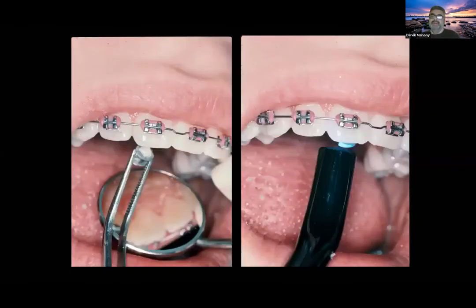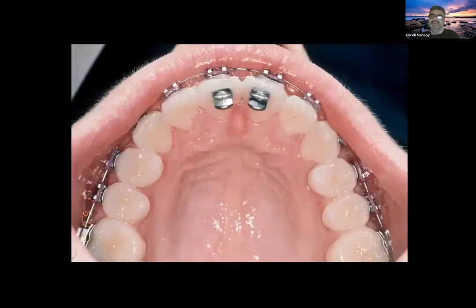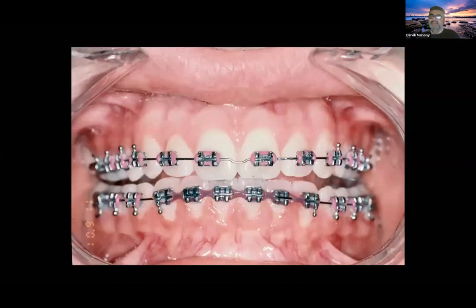You can see here the turbo bonded behind the incisors. When the patient bites, the molars can still be extruded. So these are the videos I was talking about.